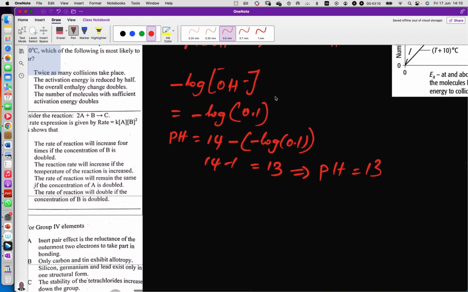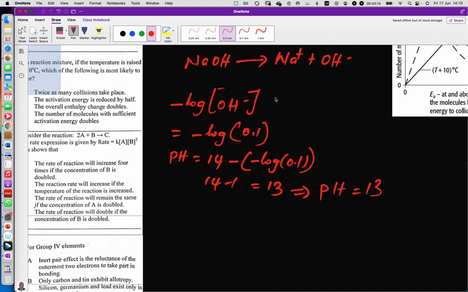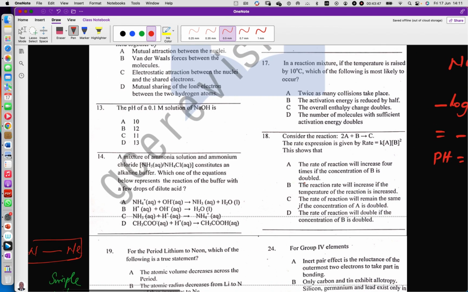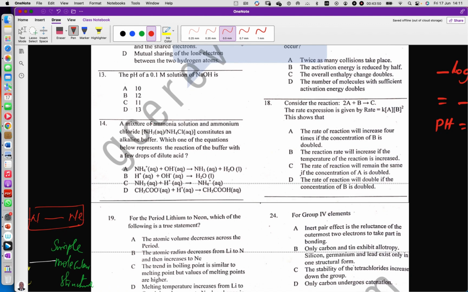This is just an example. Sodium hydroxide is an alkali. The OH ion concentration in it is 0.1, as we have been told. Now, the negative logarithm of the OH concentration, the negative log of 0.1, will be 1, and 14 minus 1 will give us 13. So if we go back to our answer column, our answer will be D.